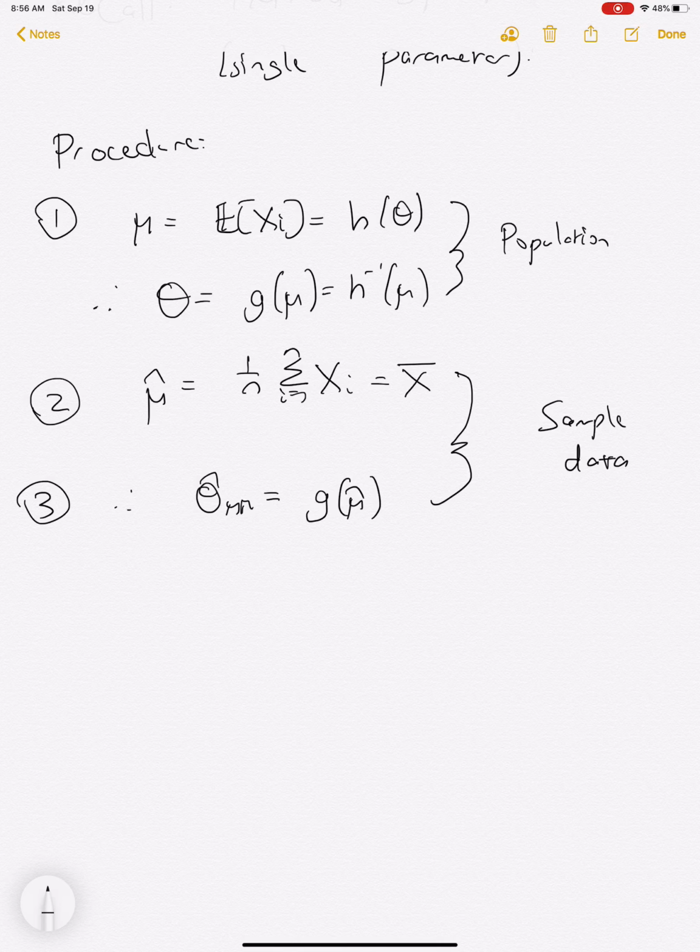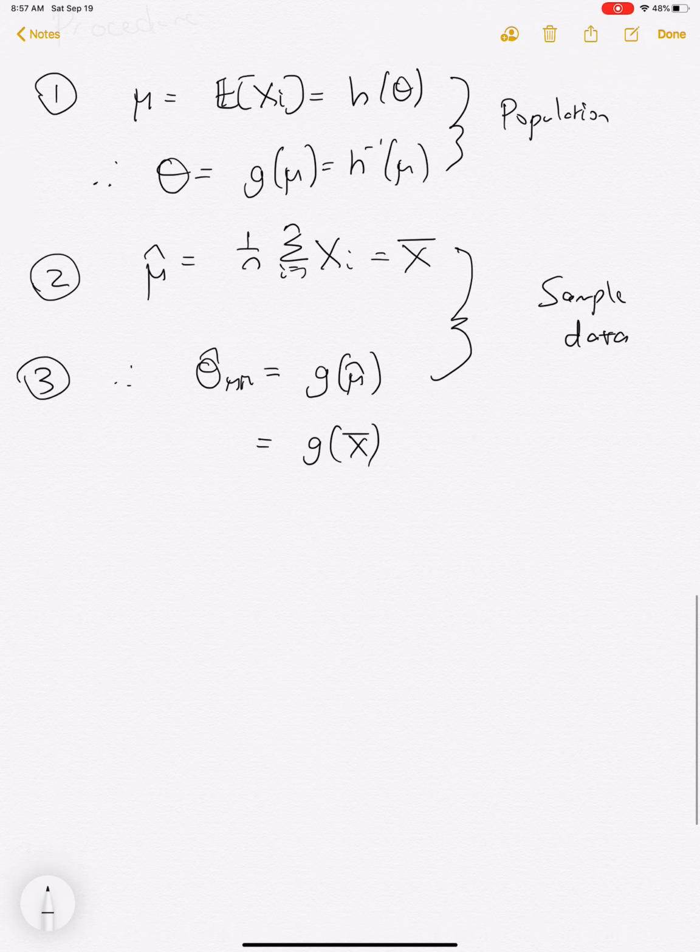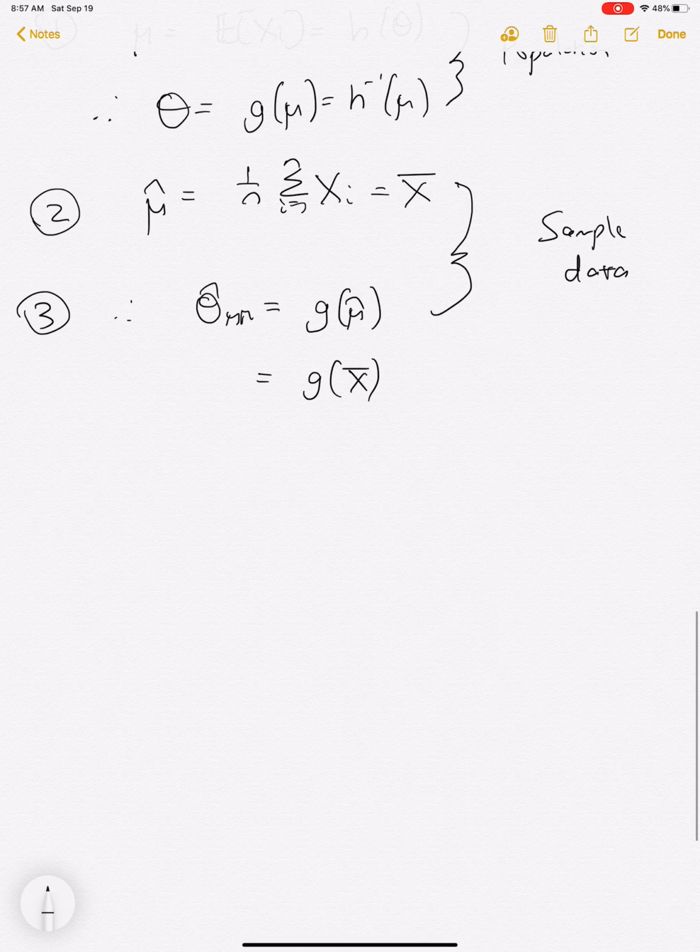And then we use the data. You know what the sample mean is, mu hat, which is 1 over n summation xi, or just x bar. And then theta hat mm is just g of mu hat, or equivalently just g of x bar. This is how we apply the method of moments to the first moment, which is the mean. We saw various examples of this in the previous lecture.